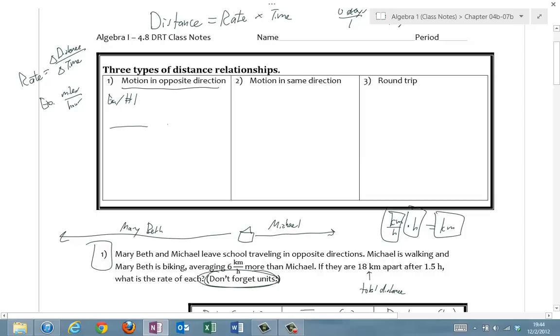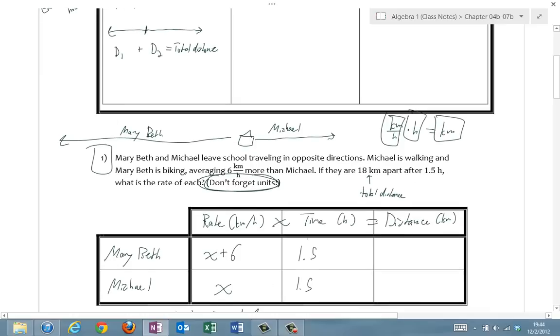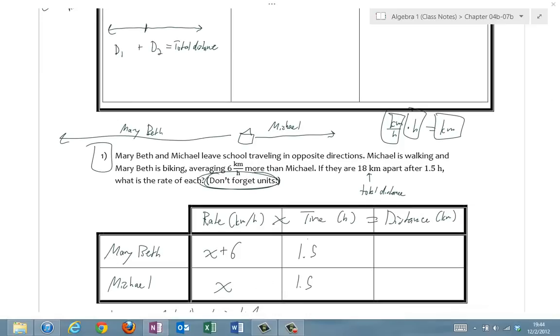One person is going this way from a starting point, one person is going this way. And the idea with opposite direction is that you have distance 1 plus distance 2 equals a total distance. So most of the time you leave at the same time, so we're actually talking about the same time here. As you can see from this, the time was the same. But if we talk about distance, okay, let's go back.